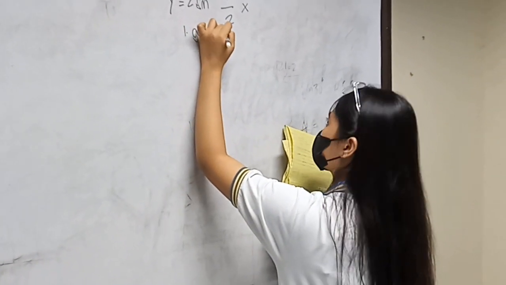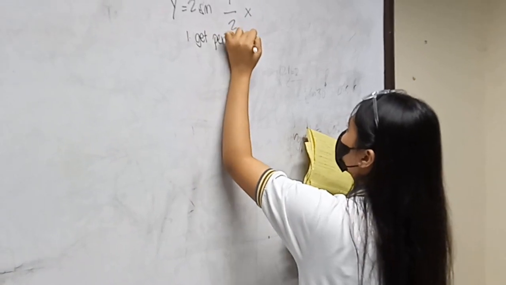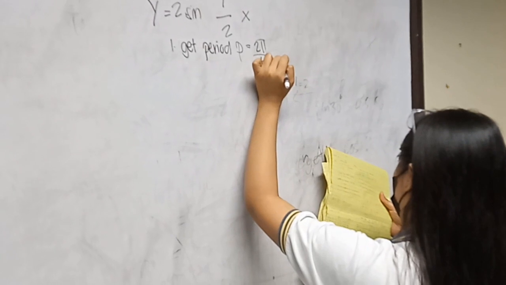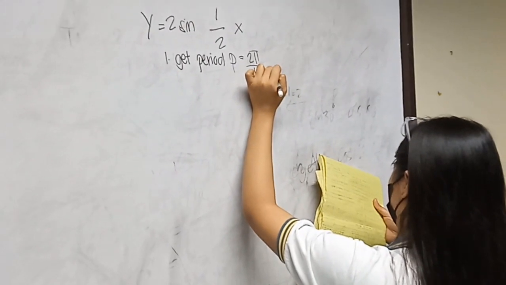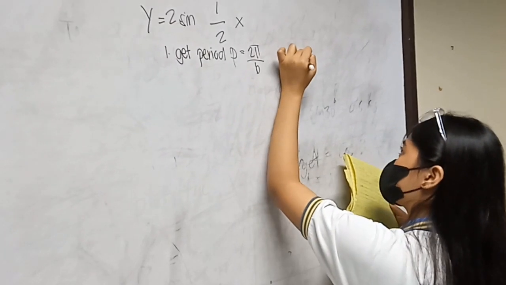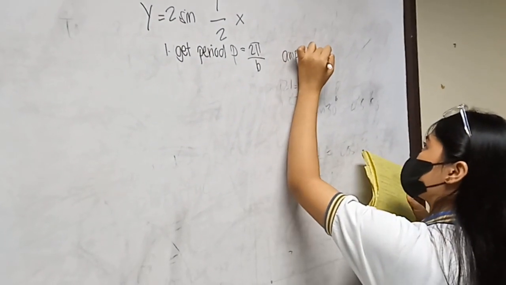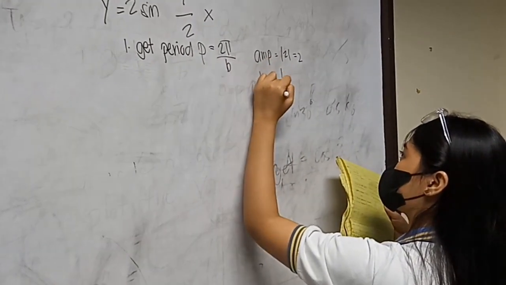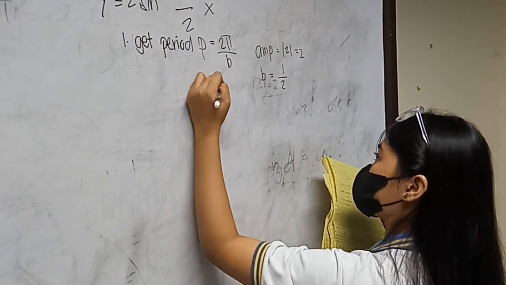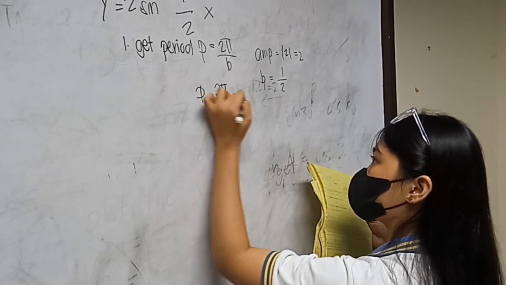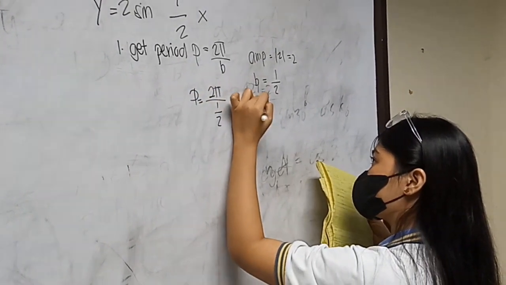Here is the example of how to graph a sine step by step. So we have the given here, y equals sine 1/2 x. Always remember the first step is we need to get the period and also the amplitude. We need to find the value of a and b to be able to substitute the given values.